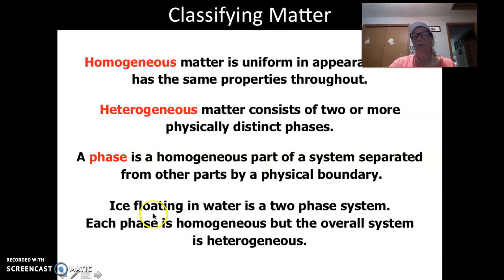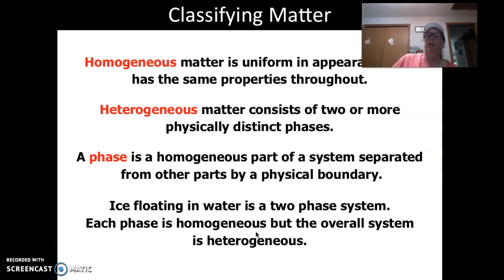Here's another example. Ice floating in water is a 2-phase system. You've got a solid, the ice, and then you've got a liquid, the water that it's floating in. Each of the systems themselves, the ice and the water, are homogeneous. They're well mixed, but when you put them together, now you can see the ice until it melts, of course. You can see the ice as different. It's solid, different from a liquid. So when you mix them together, you have a 2-phase system, and then you have a heterogeneous.